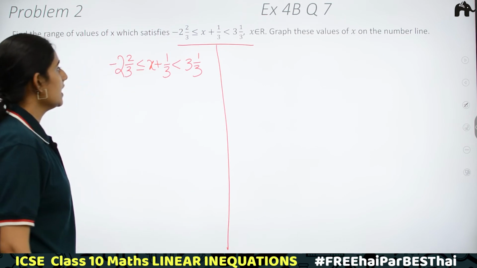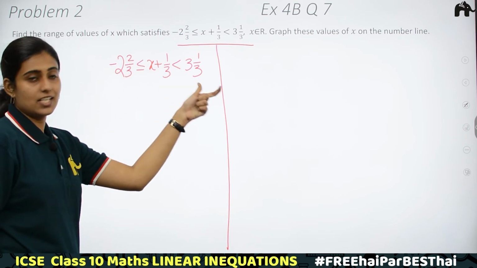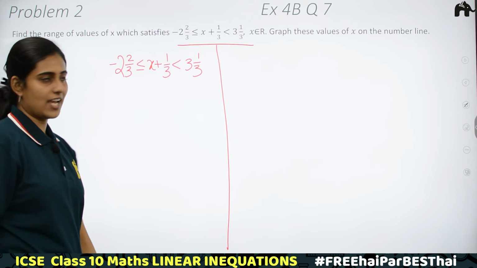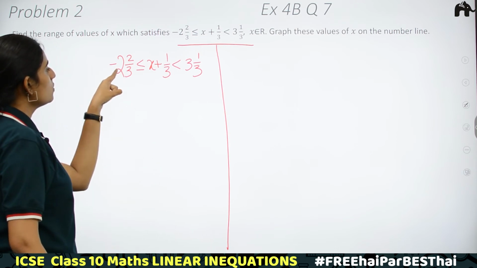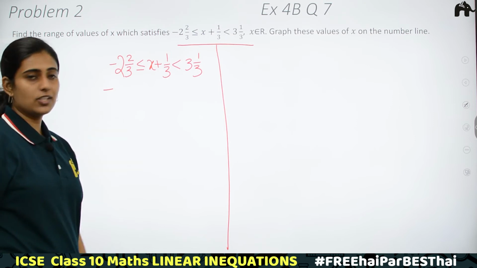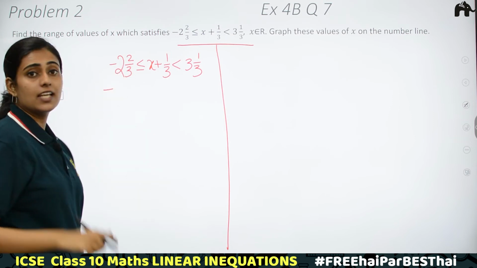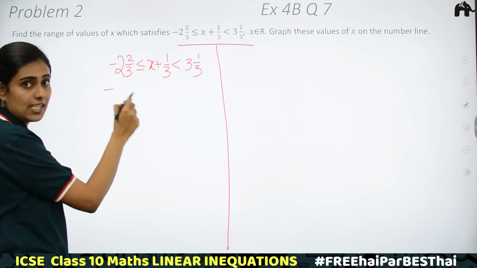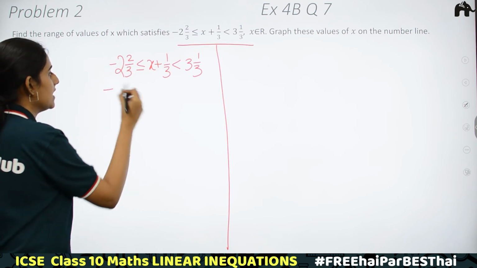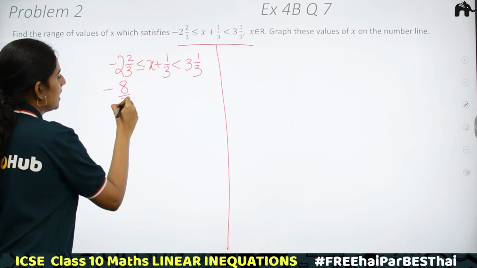Okay. Here we have mixed fractions. We need to change these mixed fractions first. Minus 2, 2 by 3. How can you write 2, 2 by 3 as an improper fraction? 2 into 3, 6. 6 plus 2, 8. That is 8 by 3.